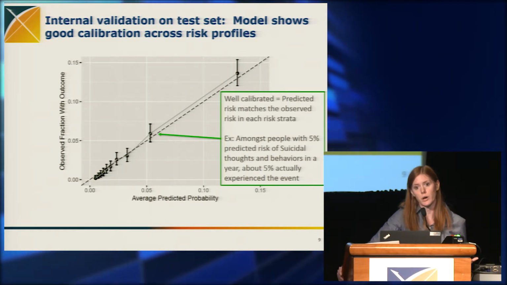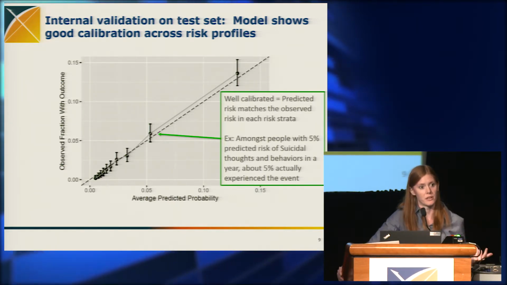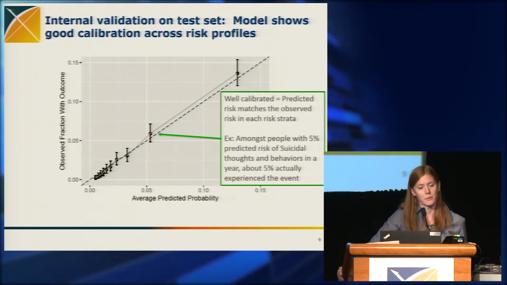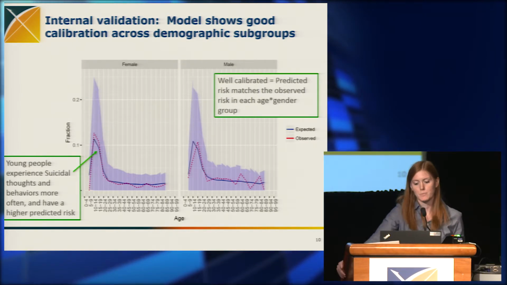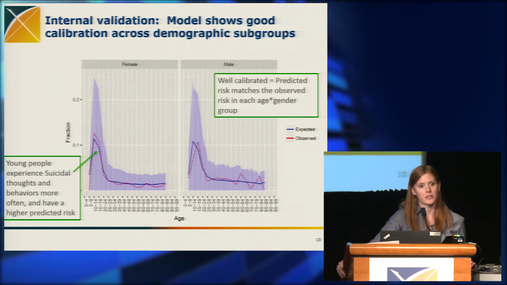If they fall on the x equals y line, it means your prediction is matching your observed. So you have a well-calibrated model, and that's what you want. In our case, we found that we did have this. So our model's well-calibrated, it has good discriminative ability, it's doing pretty well. But we don't want to stop there. We want to look at whether it's calibrated well across age and genders as well.